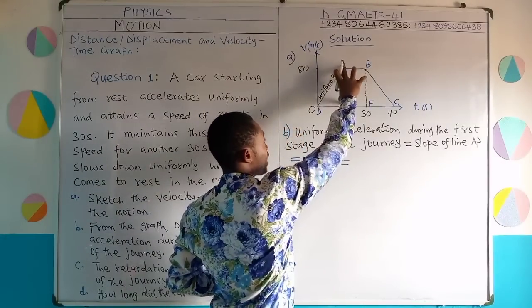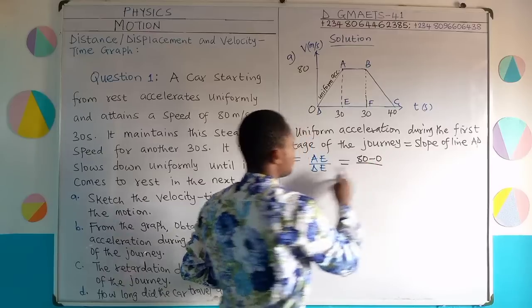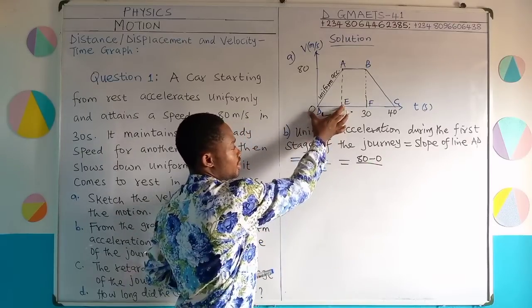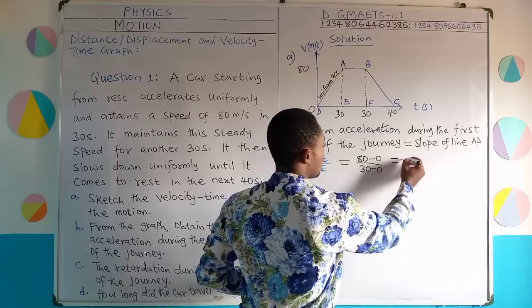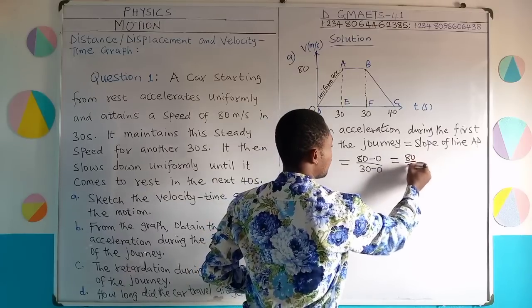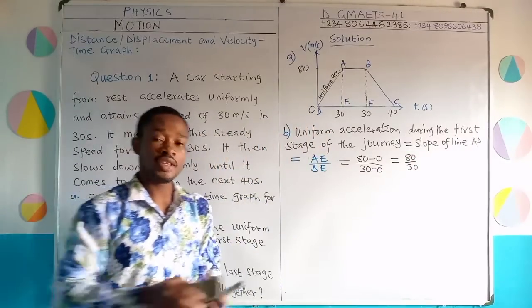AE is this height. That is 80 minus 0, then divided by DE. DE is this length. That is 30 minus 0. That's going to give us 80 over 30. The last zeros go off. We have 8 over 3.